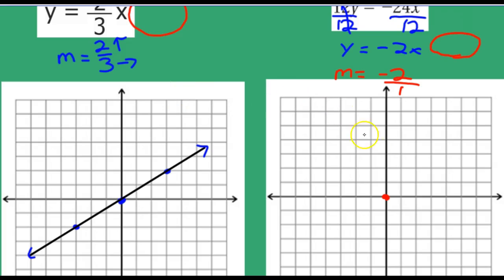So our rise then is going to be negative, so down 2 and over 1, down 2 over 1. The opposite is up 2 to the left 1, up 2 to the left 1. So that is our line for the second problem.